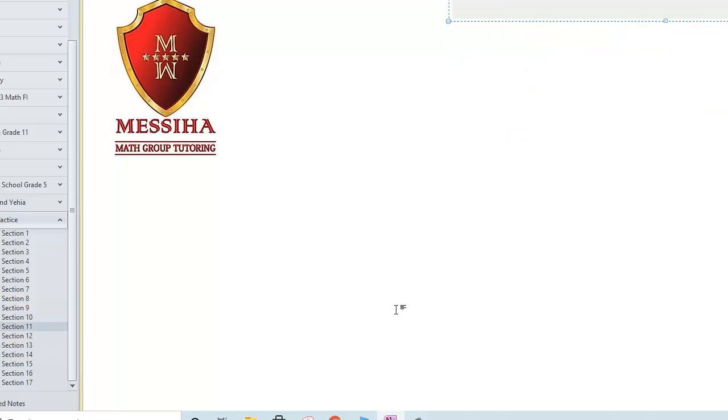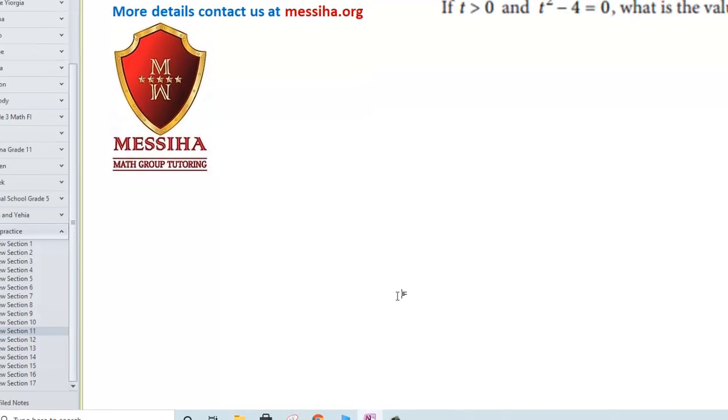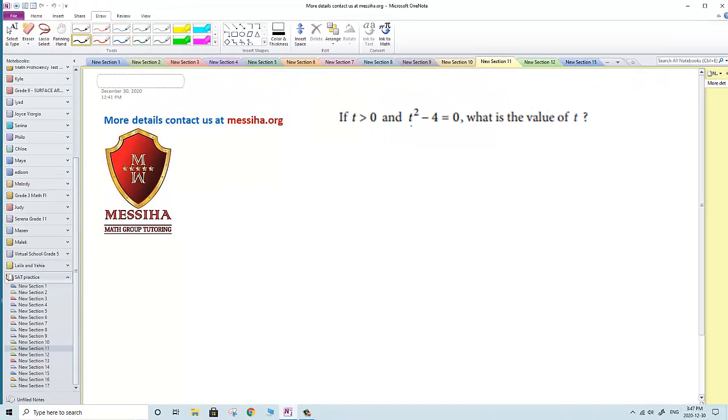Next, another question is saying if t greater than 0 and t squared minus 4 equals 0, what is the value of t? Right away here, it attracts our attention, t squared minus 4. This algebraic expression is a binomial and there is a negative sign between, subtraction, and there is a square number here and 4 is the square of 2.